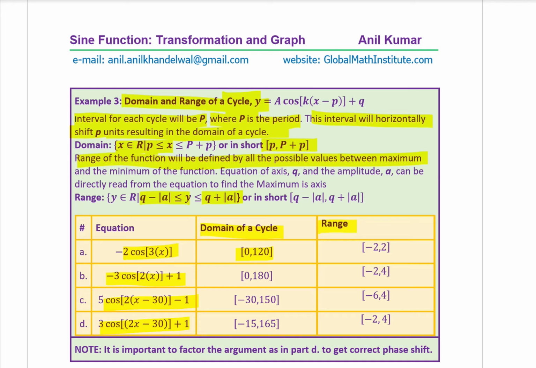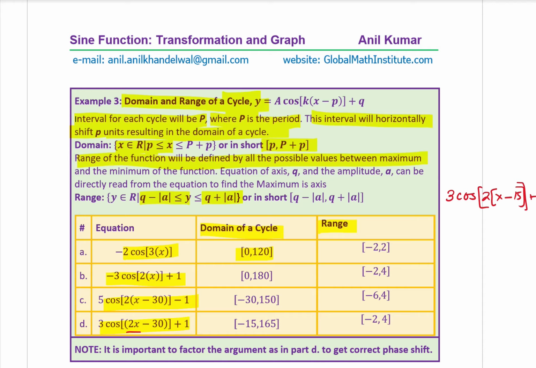Now, it is very important, and I'm sending a reminder to you, that in the last example, where we have 2x minus 30, it is important to factor out 2 to get the right values. So let me discuss the last one here. As far as the domain is concerned, we have this function 3 cos of, we'll have to factor out 2, so we get x minus 15, plus 1. That becomes your equation.